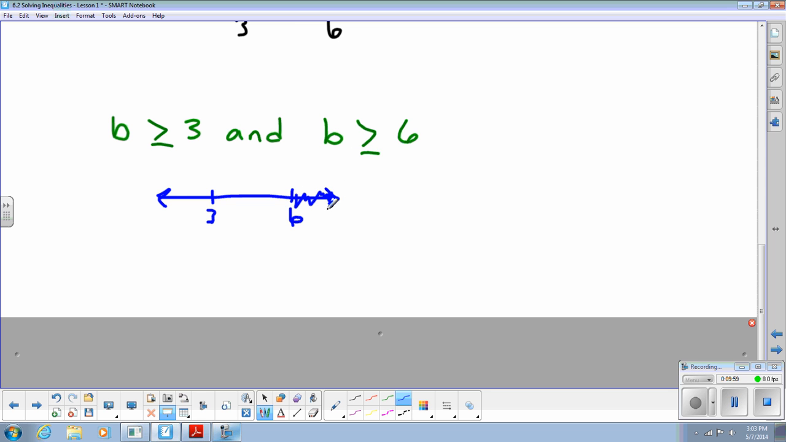So now I've got to figure out what I'm going to do for circles. Well, I need a closed circle on 6 because it has a greater than or equal to sign. I will not put a circle on 3, because the number 3 may work on the left inequality because 3 is greater than or equal to 3, but 3 is not greater than or equal to 6, and and means it's got to work on both. So I'm done with my shading at this point.